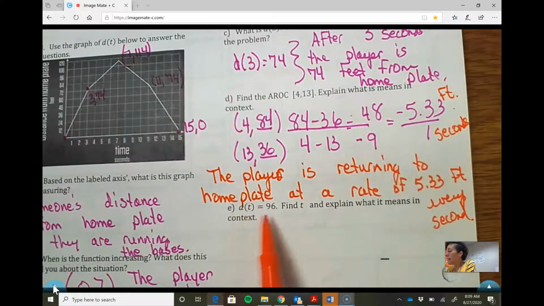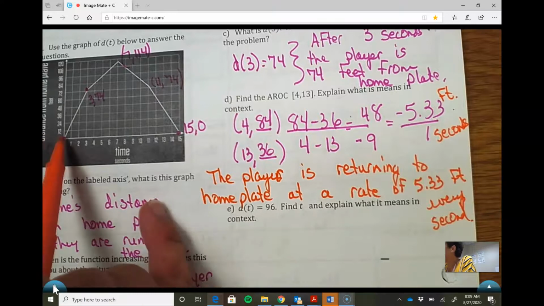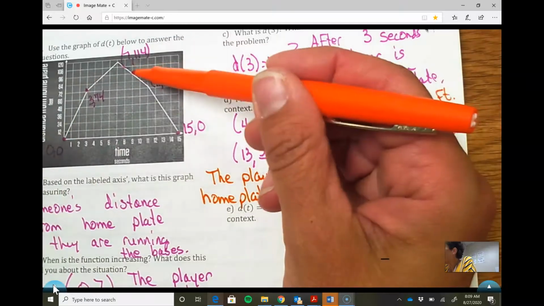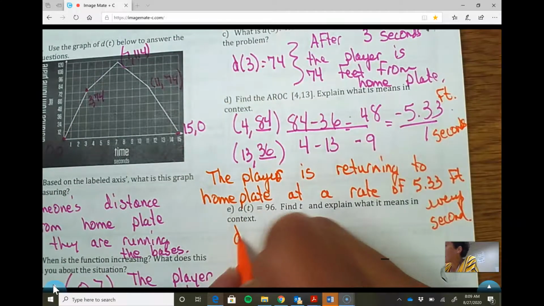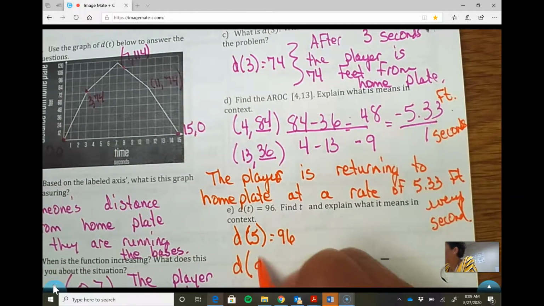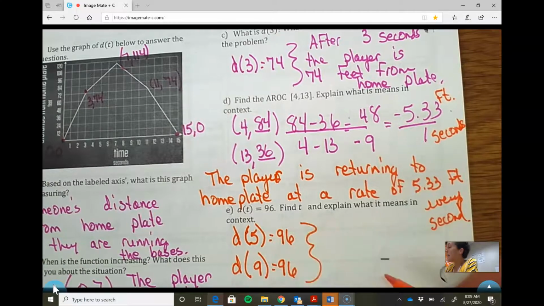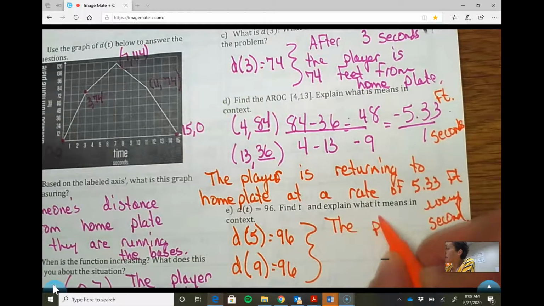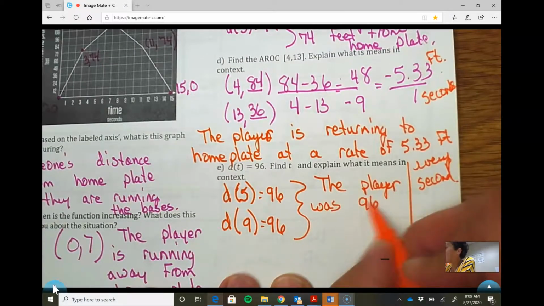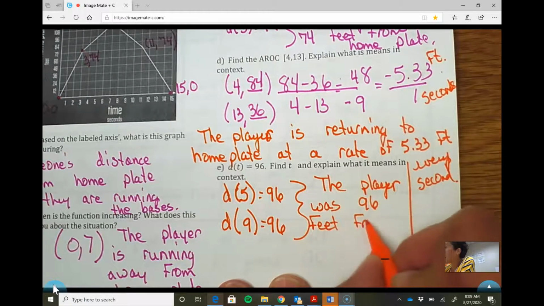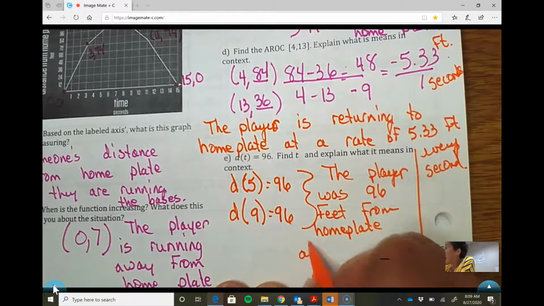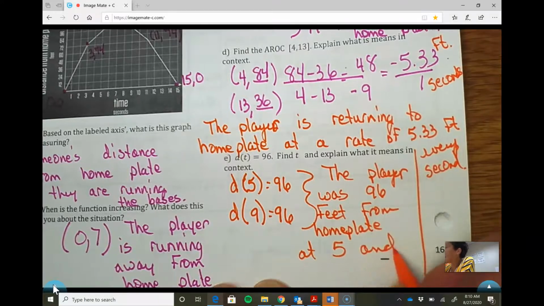All right, so d of t equals 96. So again, this is y is 96. So I'm going to go up to where y is 96. And I actually get 5, and I get 9. So I get D of 5 is 96, and D of 9 is 96. And what does it mean? It says the player, let me draw a line here, was 96 feet from home plate. There we go, there's the bell. At 5 and 9 seconds.